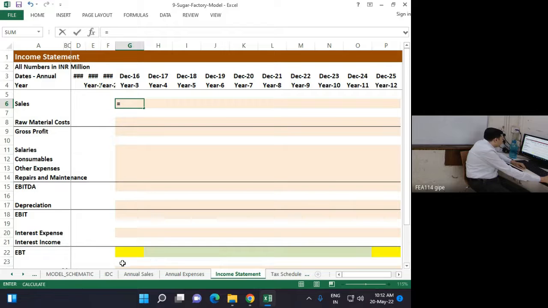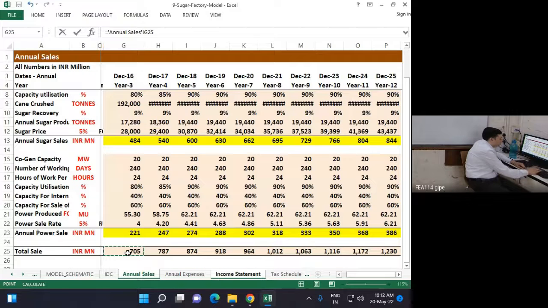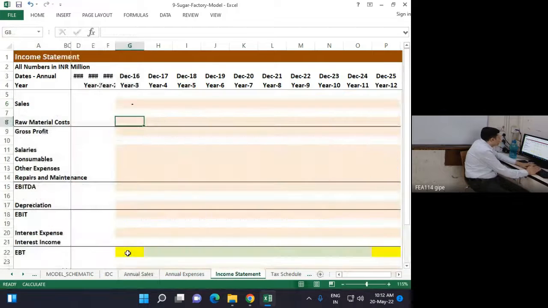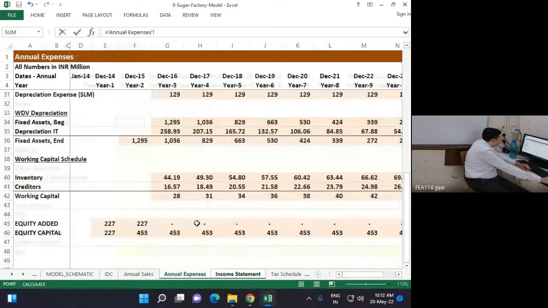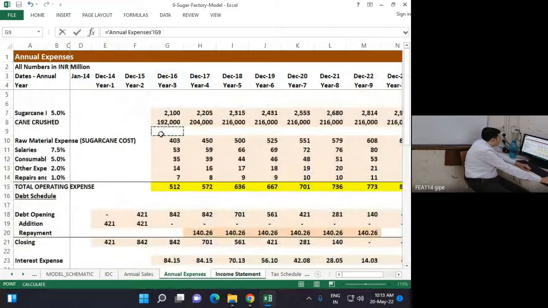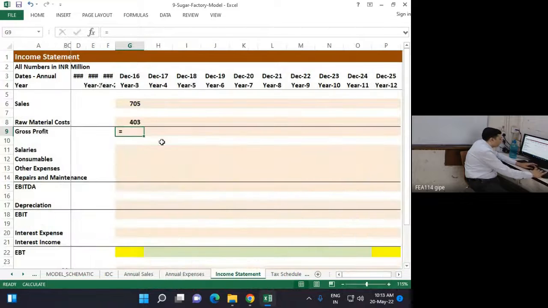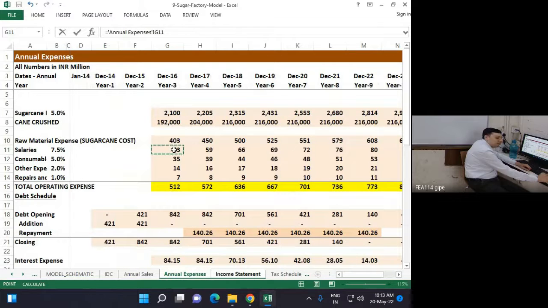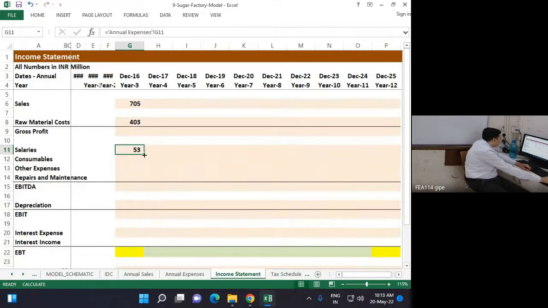The sales you will get from the annual sales page. You need to obviously take the total sales, raw material cost, sugarcane expense. I'll just link up all the lines. 200 and correct. Salary, consumable, other and repair.